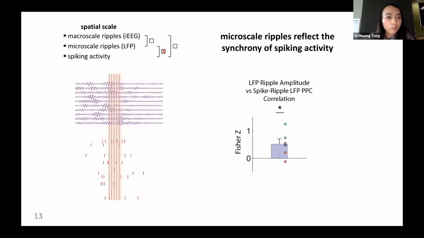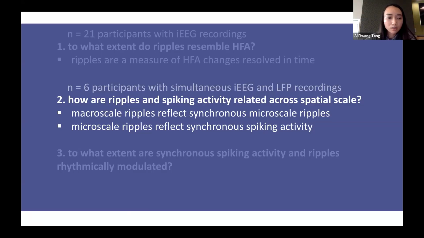Further, we looked at the relation between spiking activity and microscale ripples. This time we assessed the LFP or microscale ripple amplitude correlation with the spike synchrony as assessed by, again, the pairwise phase consistency, and found a significant correlation between these measures, suggesting that microscale ripples reflect the synchrony of spiking activity. So altogether, this suggested that macroscale ripples reflect synchronous microscale ripples, and microscale ripples reflect synchronous spiking activity.